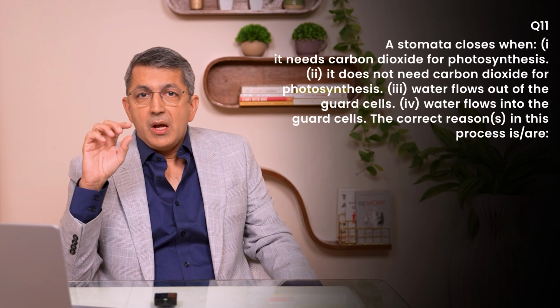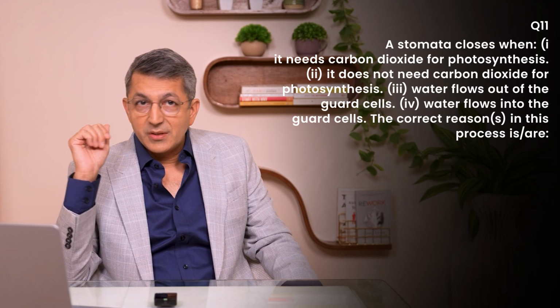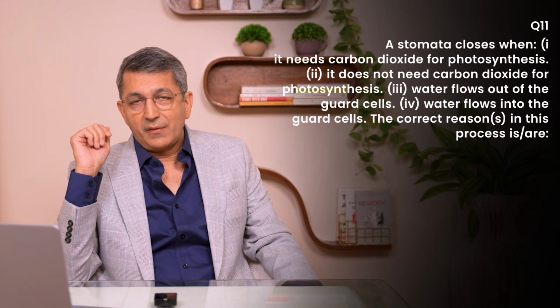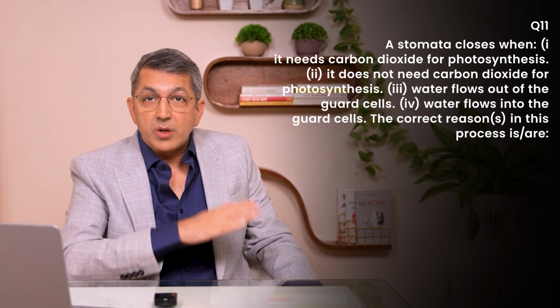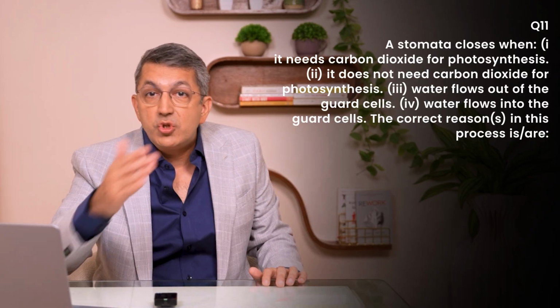Question 11. A stomata closes when 1. It needs carbon dioxide for photosynthesis. 2. It does not need carbon dioxide for photosynthesis. 3. Water flows out of the guard cells. 4. Water flows into the guard cells. The correct reasons in this process are A. 1 only, B. 1 and 3, C. 2 and 3, D. 2 and 4. Concept: plant physiology and transpiration.